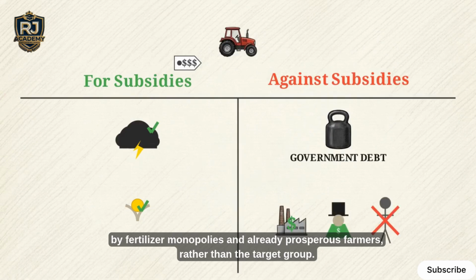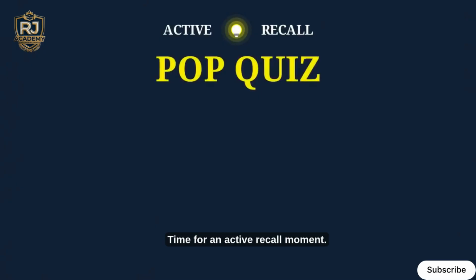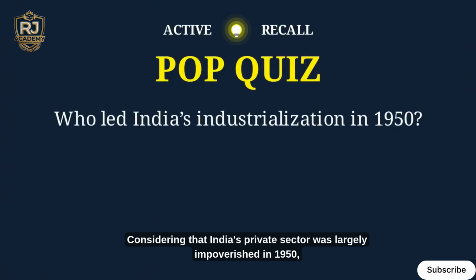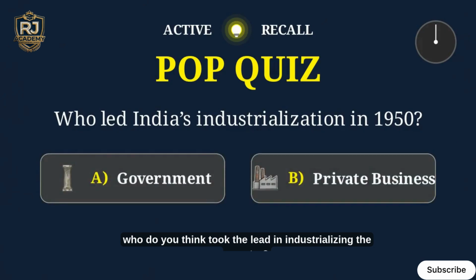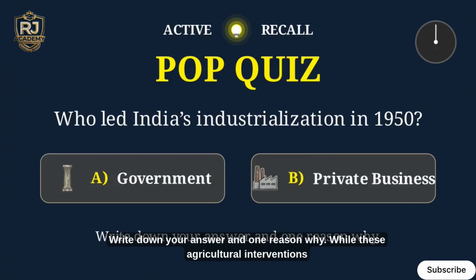On the other side of the chart, critics argued that subsidies were becoming a significant drain on government finances. They pointed out that much of the benefit was being captured by fertilizer monopolies and already prosperous farmers, rather than the target group. Time for an active recall moment. Considering that India's private sector was largely impoverished in 1950, who do you think took the lead in industrializing the country? The government or private businessmen? Write down your answer and one reason why.